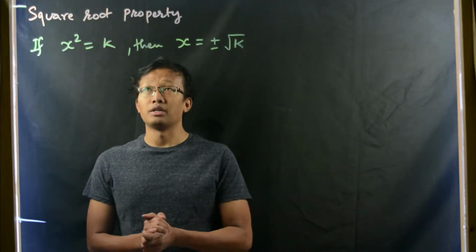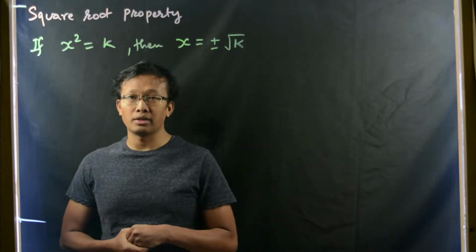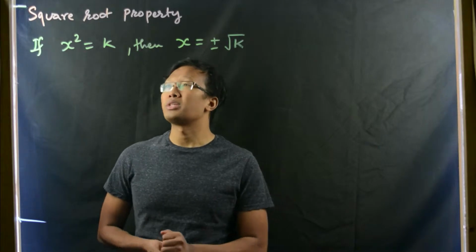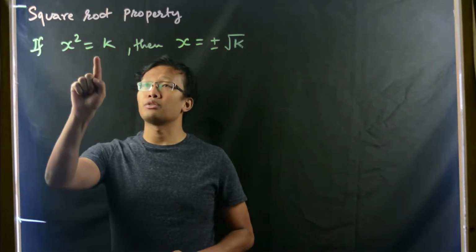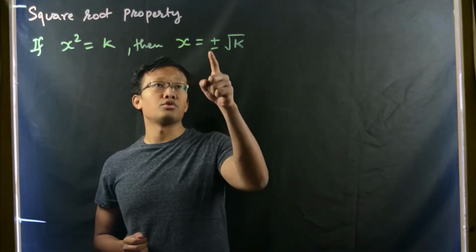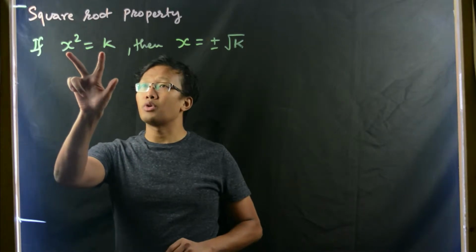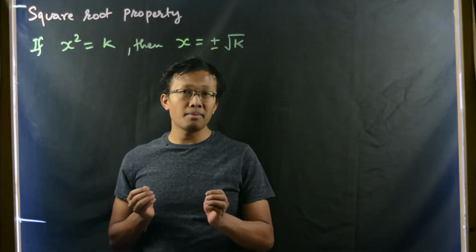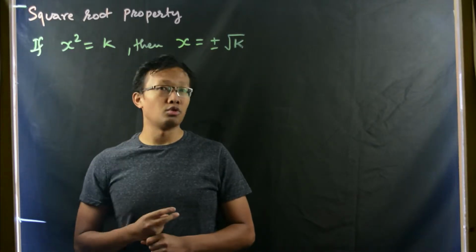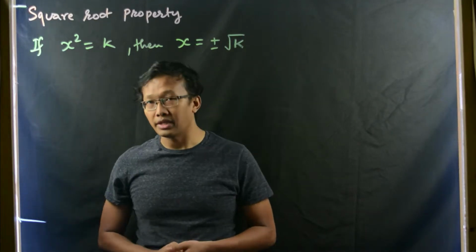Let's talk about the square root property, which is used to solve quadratic equations. The square root property says that if x squared equals k, where k is a constant, then we can write x equals plus or minus the square root of k. It is basically taking the square root on both sides, and always remember that in a quadratic equation we have two roots. That's why we choose plus and minus for the root of k.